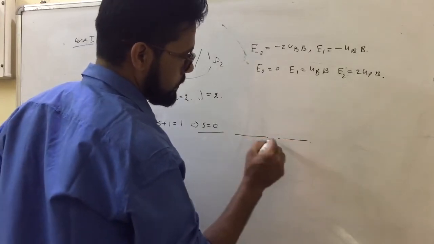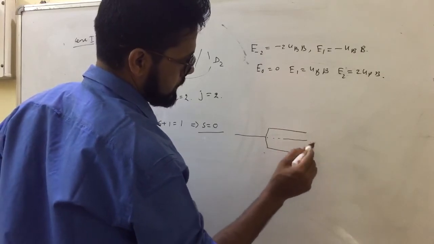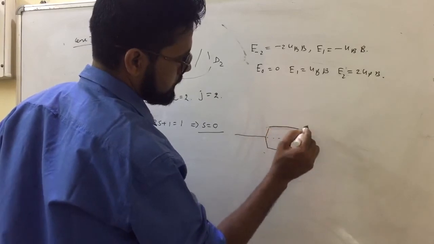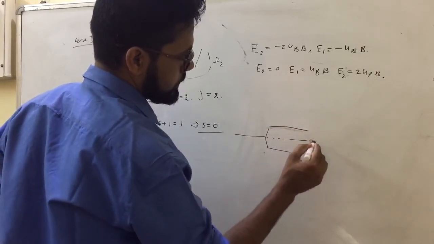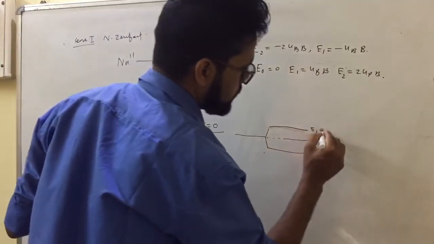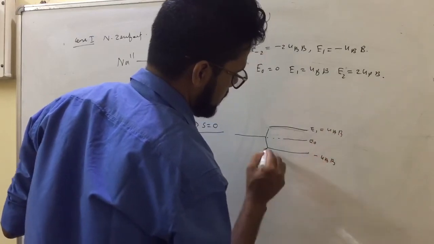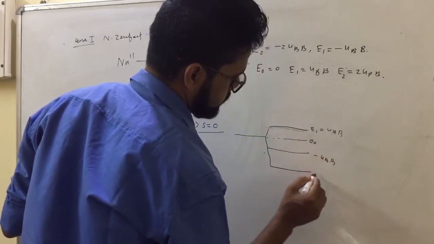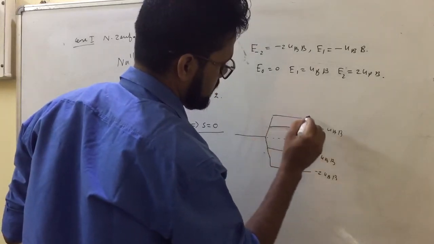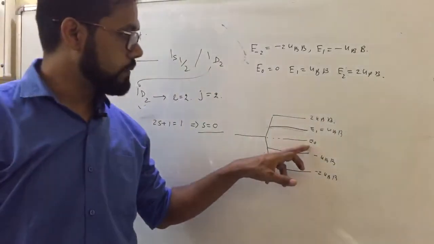This is E0, okay? This is equal spacing. This is E0, E1. This is E1 equal to mu B B, minus mu B B. Then twice mu B B, then 2 mu B B. Now you see, according to the Zeeman condition, energy level, this is the gap.